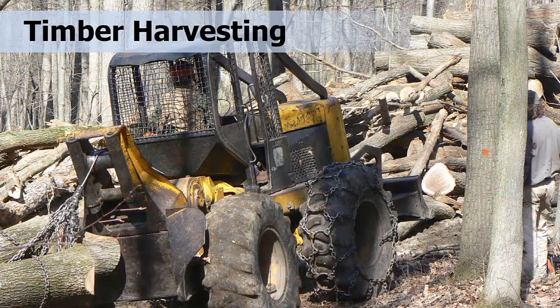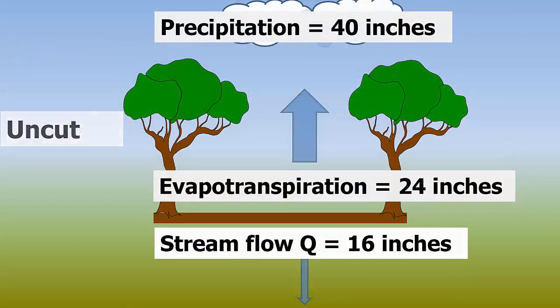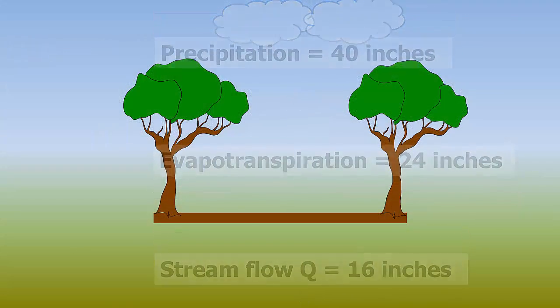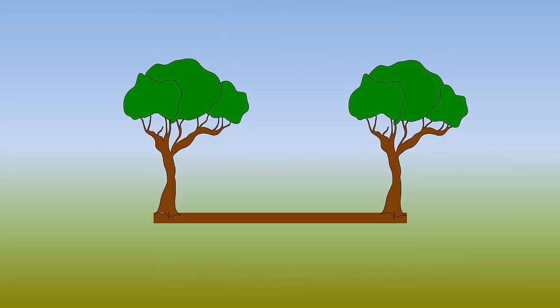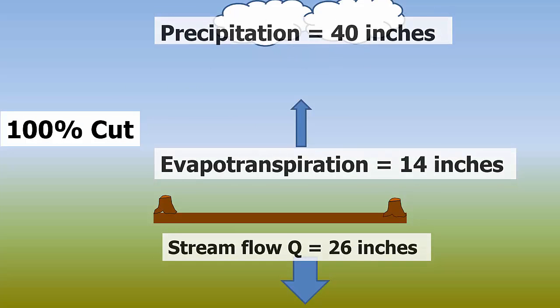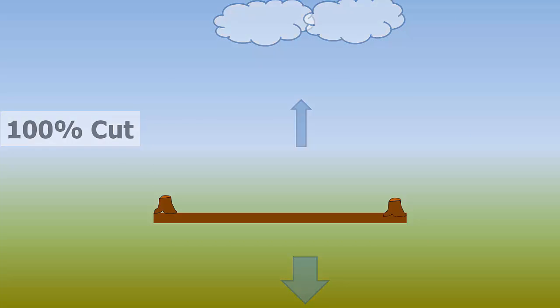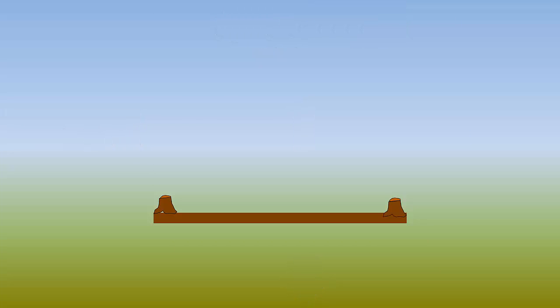Most land use changes in a forested watershed start with timber harvesting. Here is a typical annual hydrologic cycle for an undisturbed forest, with about 2/3 of the incoming precipitation being evaporated or transpired, and about 1/3 becoming stream flow. Cutting all the trees has a dramatic impact on this water cycle. Without trees, the cycle is reversed, with the majority of the water now becoming stream flow. This has implications for both the quality and quantity of water in the stream.